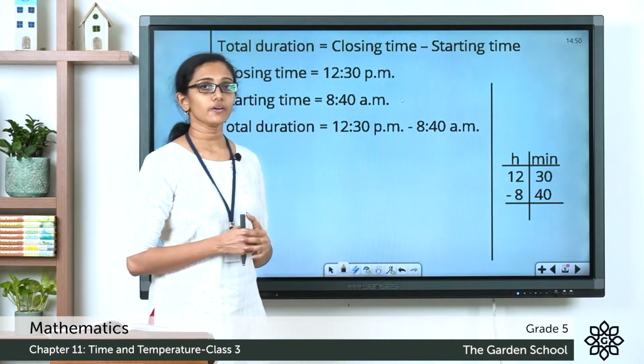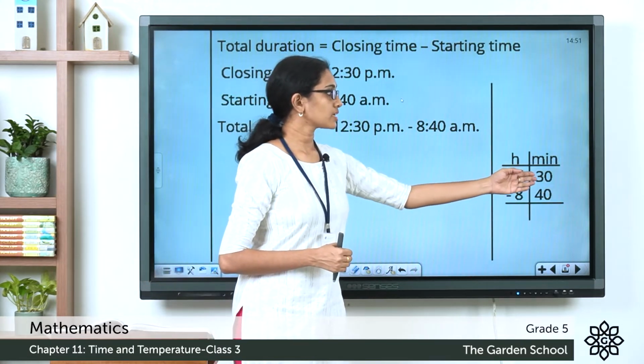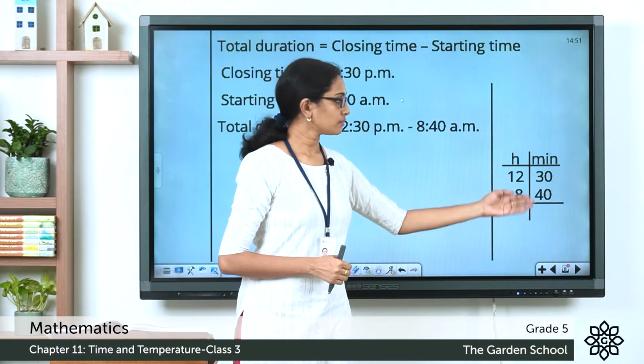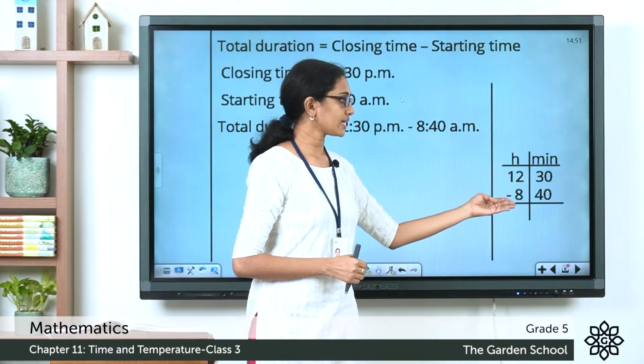See, we have in the hours column 12 and in the minutes column we have 30, and from this 12:30 we are subtracting 8:40.